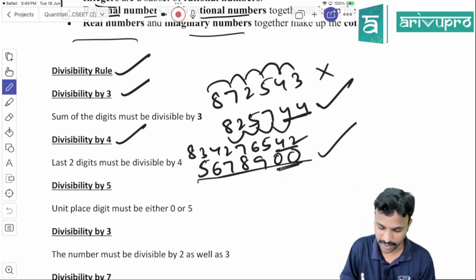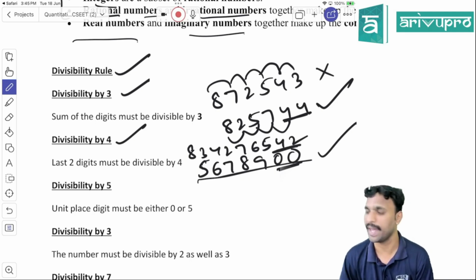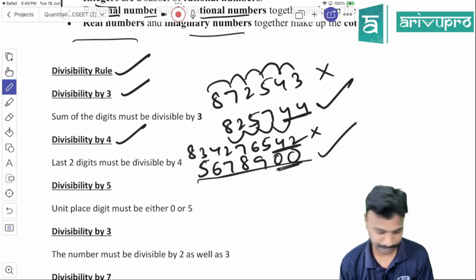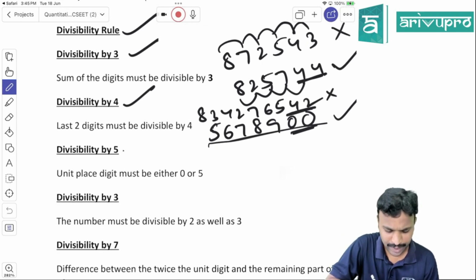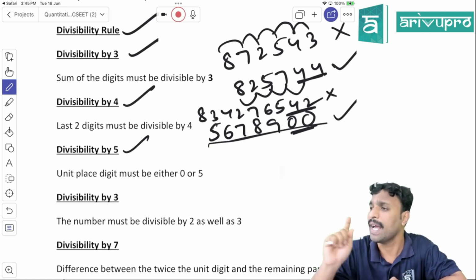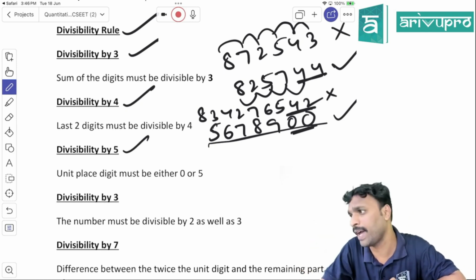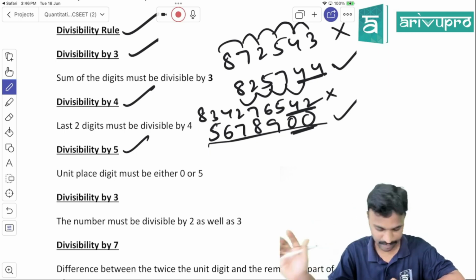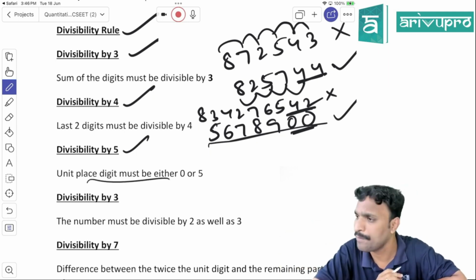Why? 42 is not divisible by 4. So this number is not divisible by 4. Moving on to divisibility by 5. What is divisibility by 5? For a number to be divisible by 5, the units place digit should be either 0 or 5. Then only the number is divisible by 5.